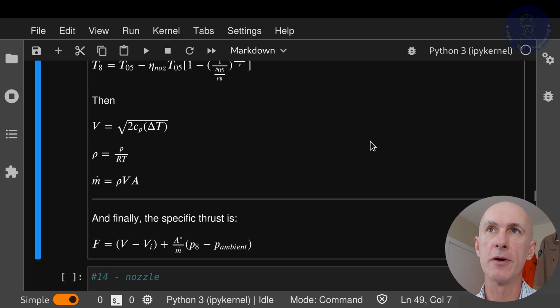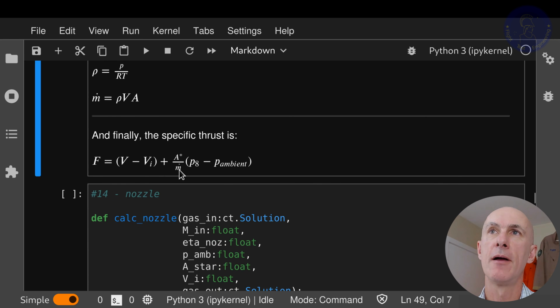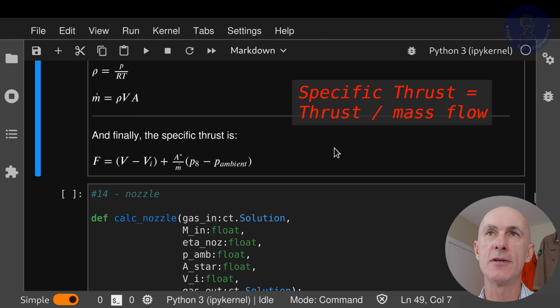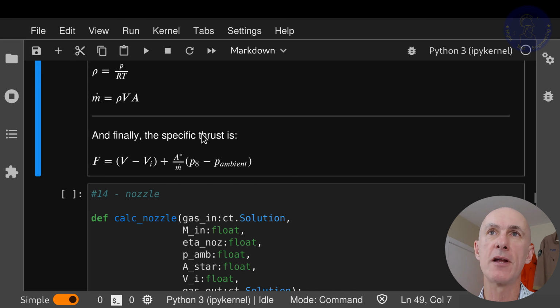So the last piece of the puzzle is the thrust equation, right there. After all, this is the one thing that we want to know, right? The specific thrust produced by the engine will be the delta velocity of the fluid plus an additional term that depends on the pressure. So F is going to be equal to V minus Vi plus A star over m dot times P8 minus P ambient. As a convention, A star is used for the area of a choked nozzle. It is the same thing as A8 for us. Note that this last term is only more than 0 when we have choked flow and the exit pressure is higher than the ambient. And now it's time to implement this in code.